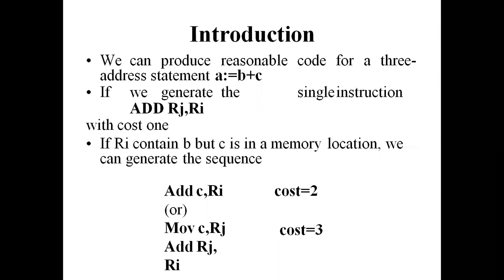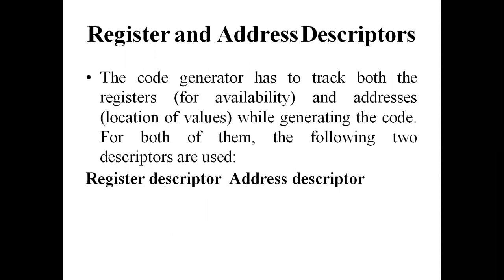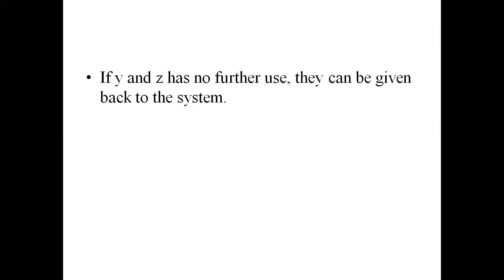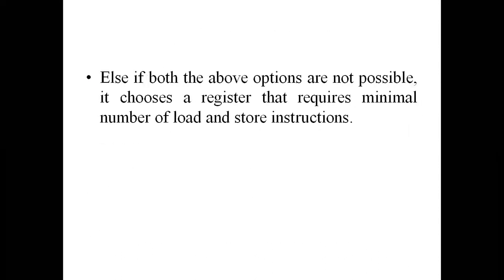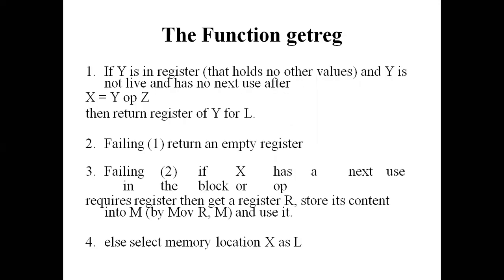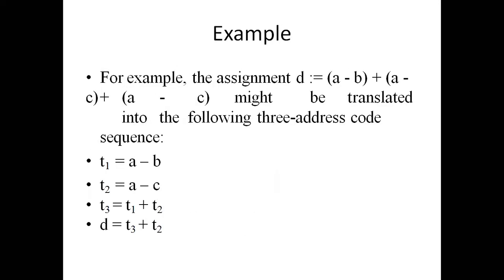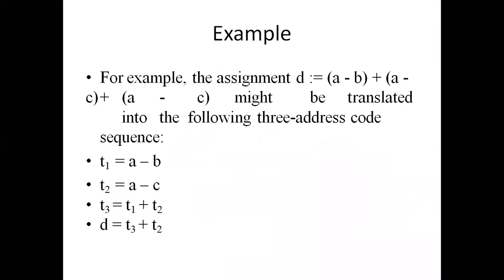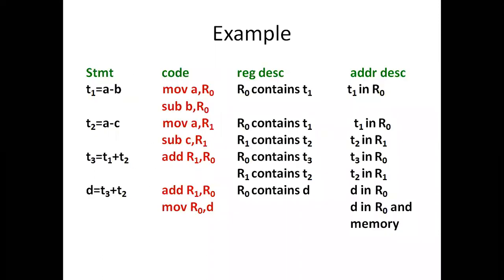Next, knowing about the representation of the instructions like this, then knowing about the most important descriptors, the register and address descriptors, then the algorithm of code generation, then what the function getReg is and the algorithm of the function getReg, and finally the implementation with an example. I think you all understand today's session, because this is the most important concept here. These are the two steps we need to show.